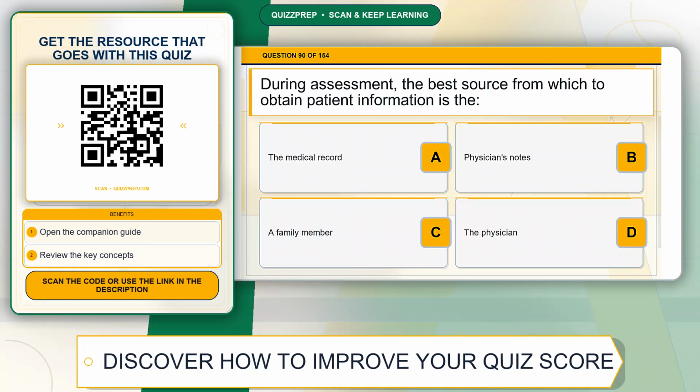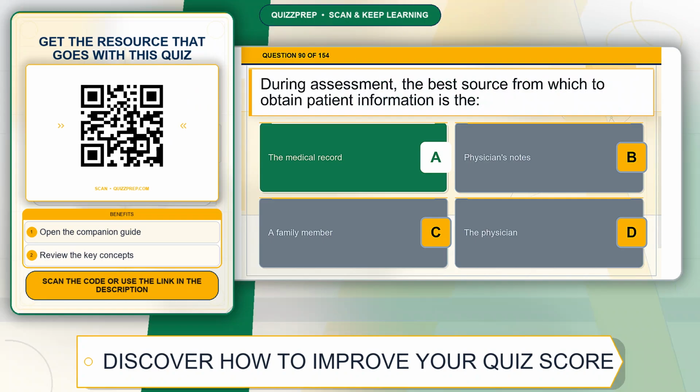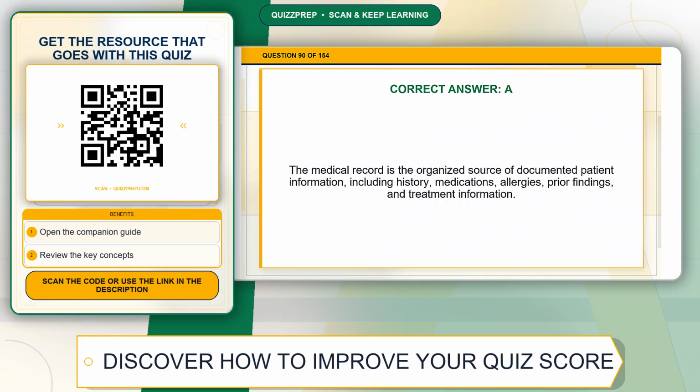Question 90. During assessment, the best source from which to obtain patient information is: Option A, the medical record. Option B, physician's notes. Option C, a family member. Option D, the physician. The correct answer is option A, the medical record. Explanation. The medical record is the organized source of documented patient information, including history, medications, allergies, prior findings, and treatment information.